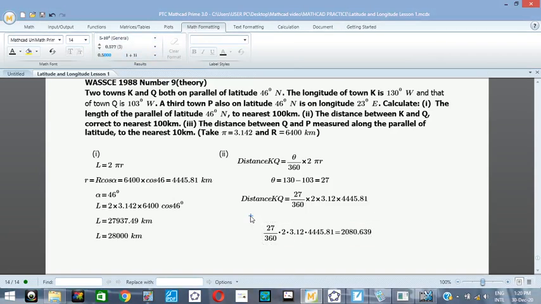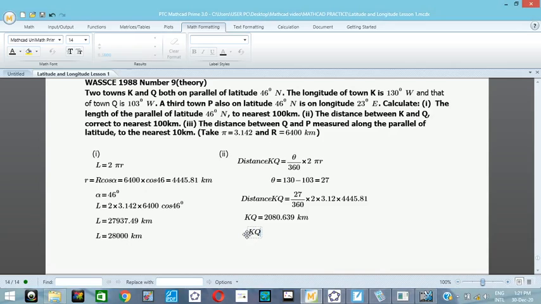Okay, so finally the distance KQ is going to be equal to 2080.639 kilometers. Then the question says we should take it to where now? It says the distance between KQ correct to the nearest 100. So if I approximate it to the nearest 100, what am I going to get? That is the unit times 100. So I'm going to have 21,000. So KQ is going to be 21,000.